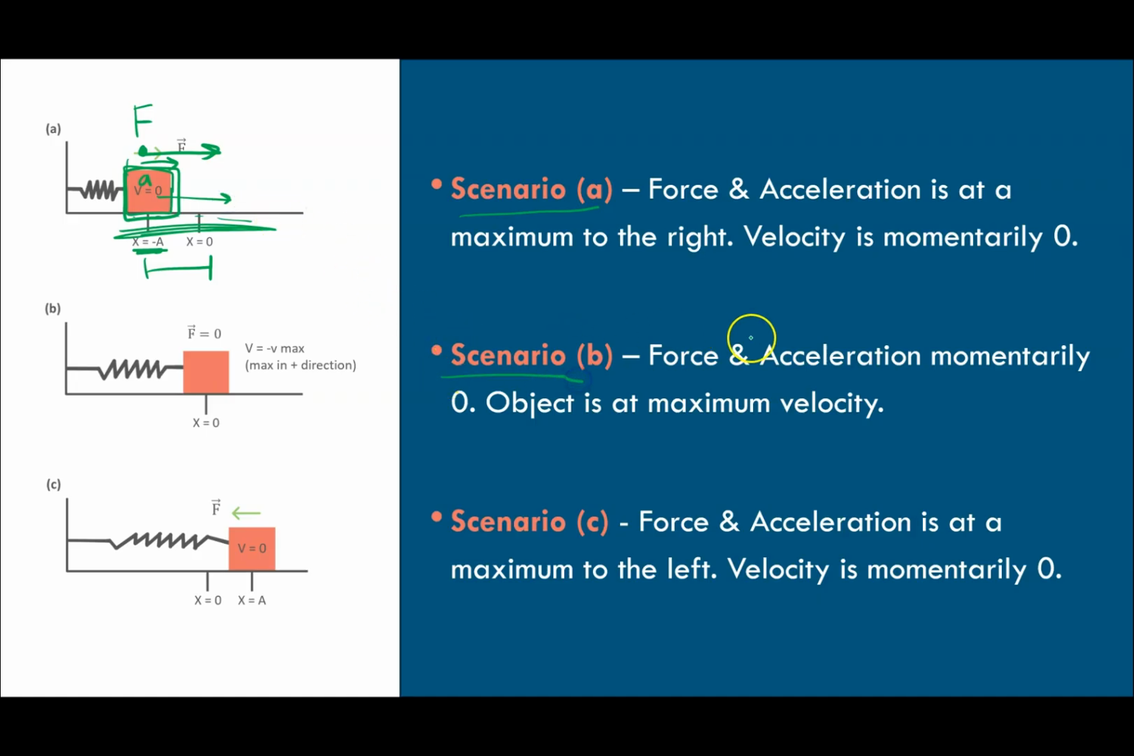Okay, scenario B. Force and acceleration are momentarily 0. The object is at maximum velocity. So let's say it's moving from this part. It reaches this equilibrium point. That means there's no net force acting on it, okay? Before this moment, it's being pushed and pushed and pushed. And after it passes this equilibrium point, it's going to start getting pulled back by the spring going that way, okay? Before this equilibrium point, it's getting pushed to the right. But right at the equilibrium point, it's no longer being pushed or pulled at that moment.